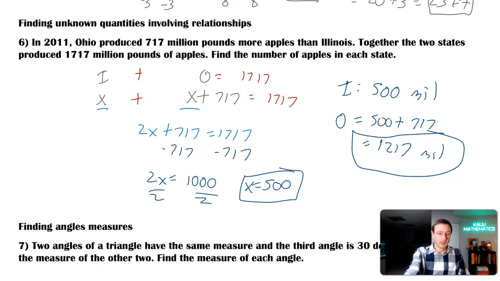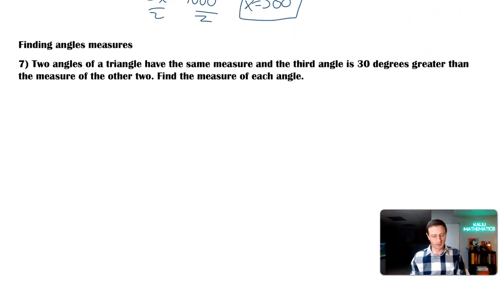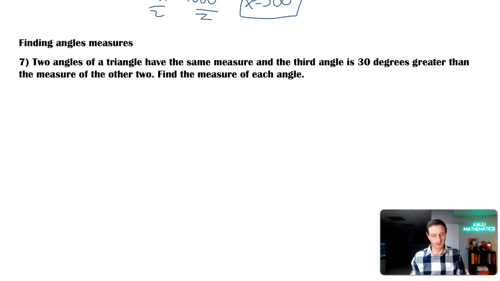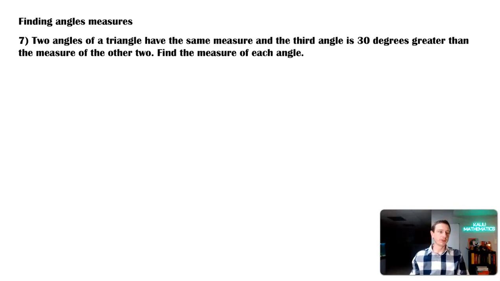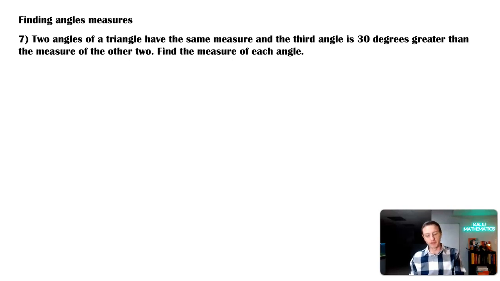Okay. All right, good problem there. I think I just got one more here. Yeah, one more on this video. Finding angle measures. It says two angles of a triangle have the same measure, and the third angle is 30 degrees greater than the measure of the other two. Find the measure of each angle. So we're given a triangle, and we're told that two angles of the triangle have the same measure. The third angle is 30 degrees greater than the measure of the other two.